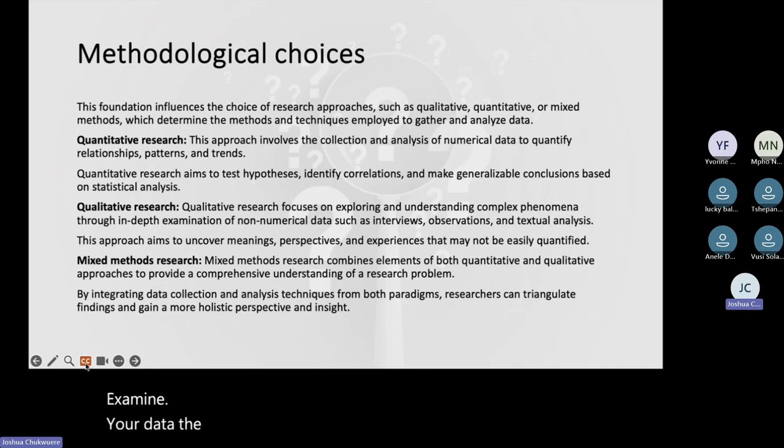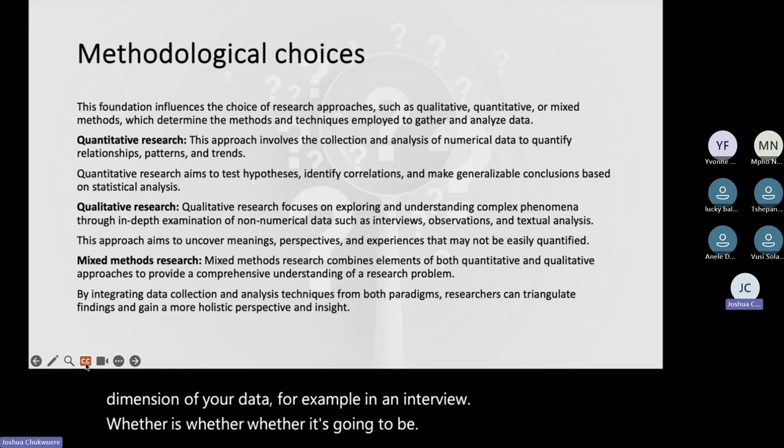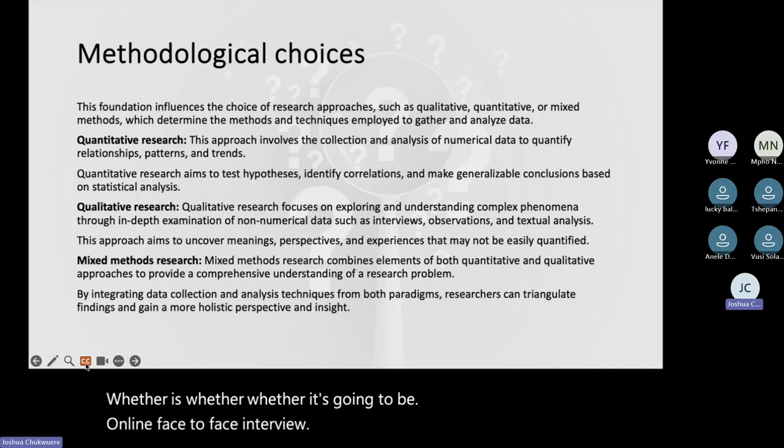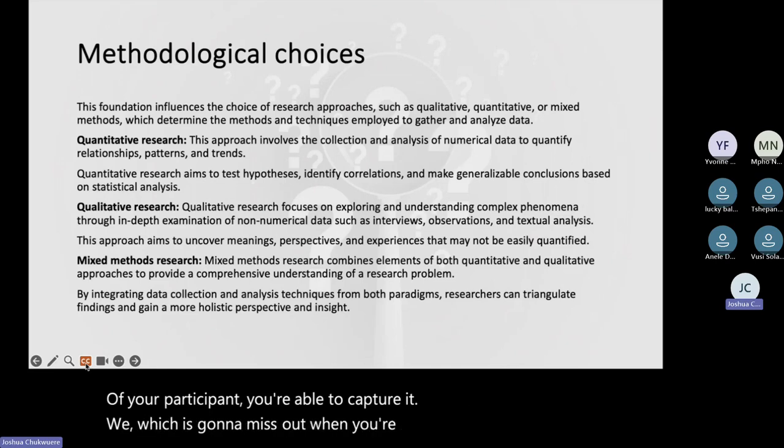You're trying to look at different dimensions of your data. For example, in an interview, whether it's online or face-to-face, you find out any facial expression of your participant, you're able to capture it, which is going to be missed out when you're collecting quantitative data.